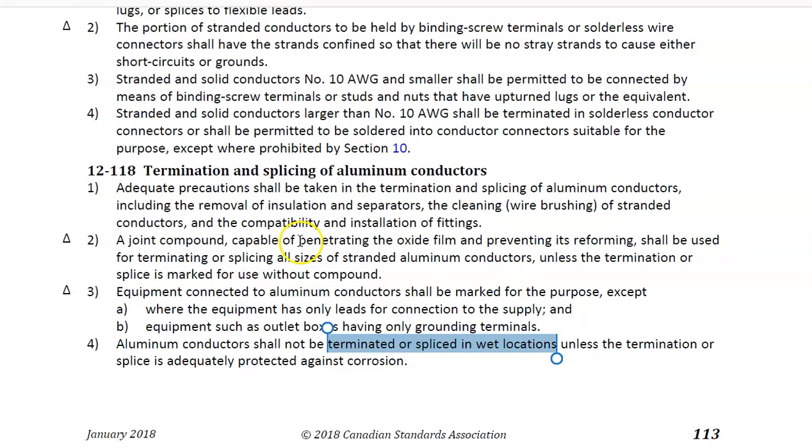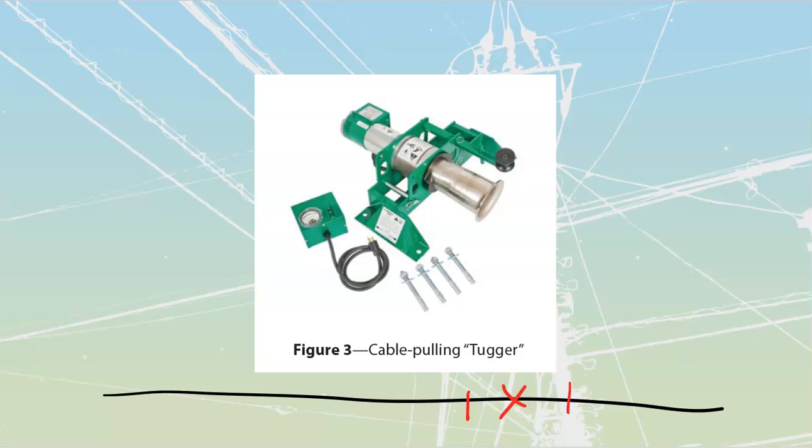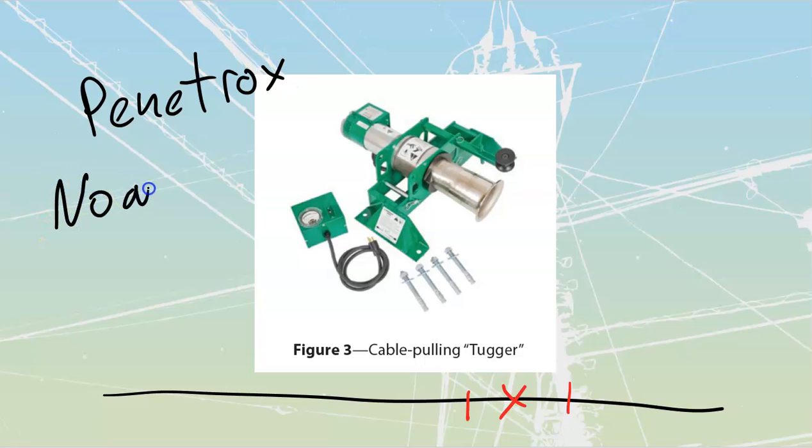Note that the name over here, penetrating the oxide film, our two main names are going to be Penetrox and Noalox. No aluminum oxidation, penetrate the oxide. Both of the names are just built around what these things are supposed to do. Not that it means anything much to us, I just have always found that little fact to be somewhat interesting.